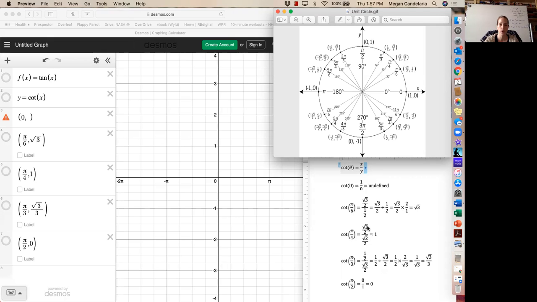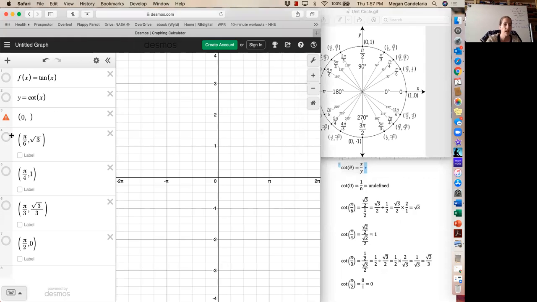Cotangent of pi over 4, square root of 2 over 2 divided by square root of 2 over 2 is 1. Cotangent of pi over 3 will be 1/2 divided by the square root of 3 over 2. Simplifying and rationalizing gives us the square root of 3 over 3. And cotangent of pi over 2, well, x divided by y is 0 over 1, which is just 0. So over here, I've plotted those values. Notice that I just left 0 blank because at 0, cotangent is undefined, okay? And so here's the start of our cotangent function. Now let's go ahead and use our graphing capabilities to graph the rest of this.